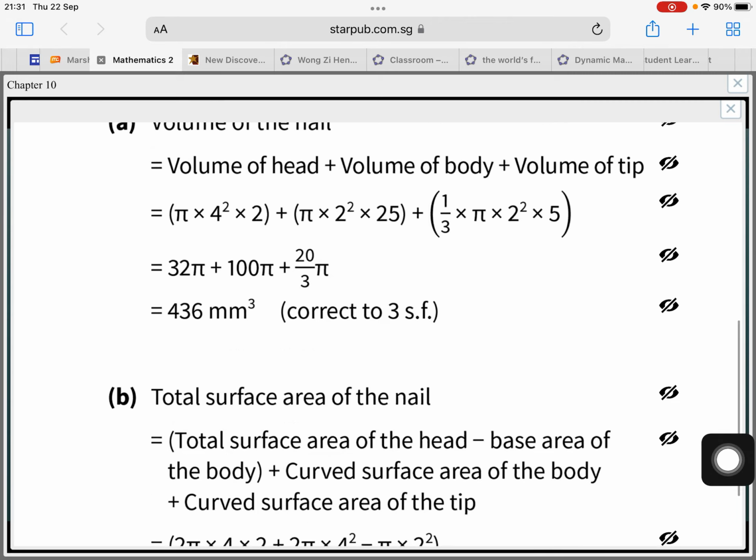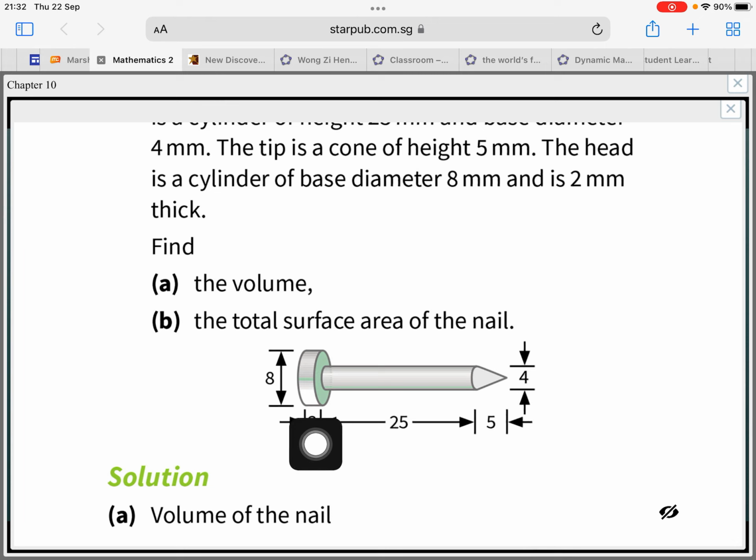Same thing, the circumference multiplied by the height. So the circumference will be 2 pi r. In this case my r is 2. So 2 pi 2 times 25.